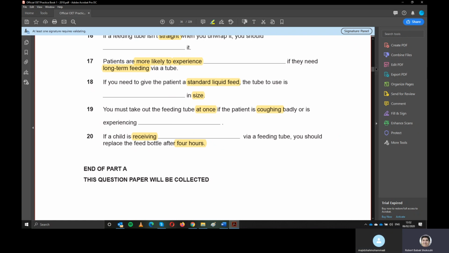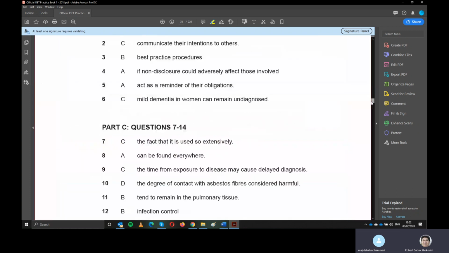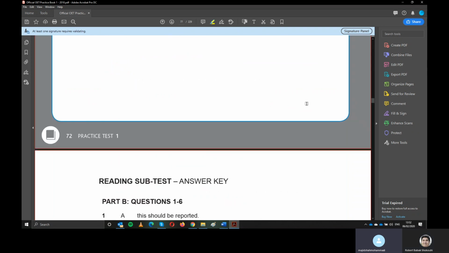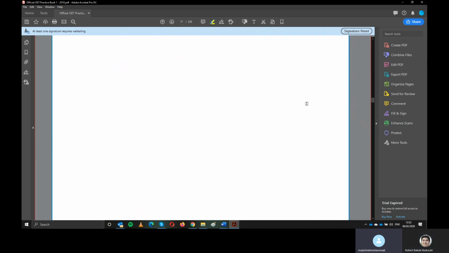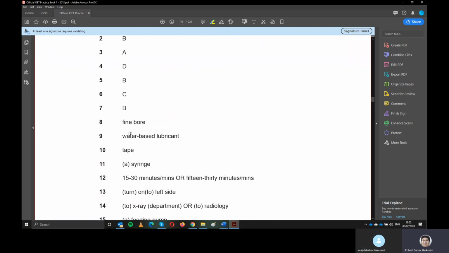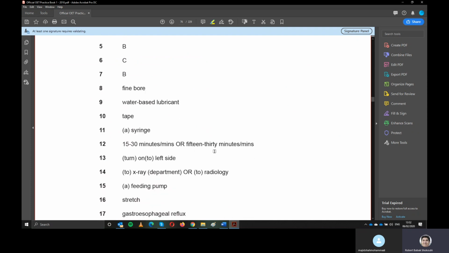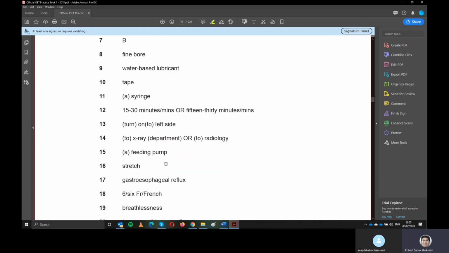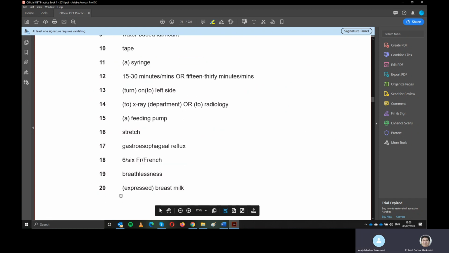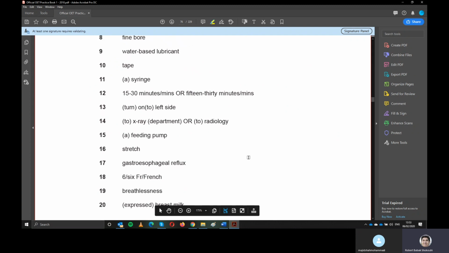We can check the answers. So that was fine bore, water-based lubricant, tape, syringe, 15 to 30 minutes, turn onto left side, X-ray or radiology, feeding pump, stretch, gastroesophageal reflux, 6 FR or 6 French, breathlessness, and expressed breast milk. Okay?